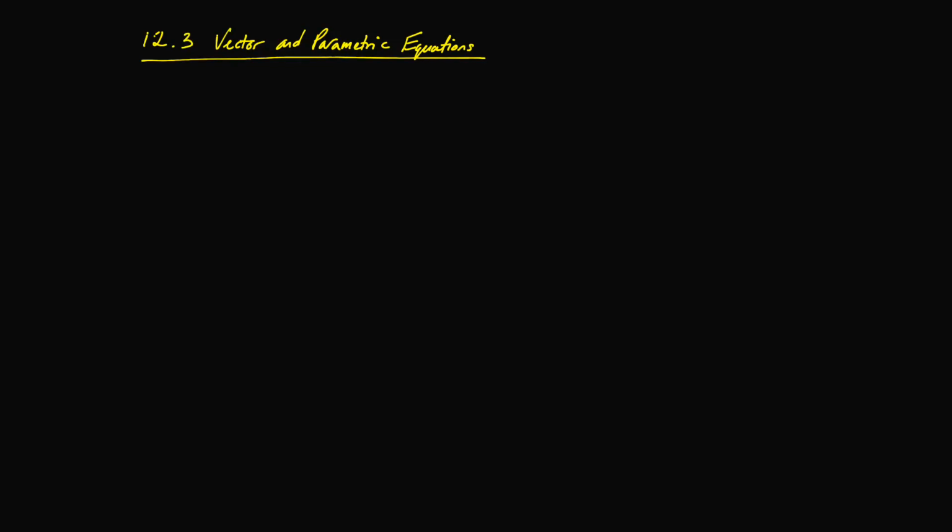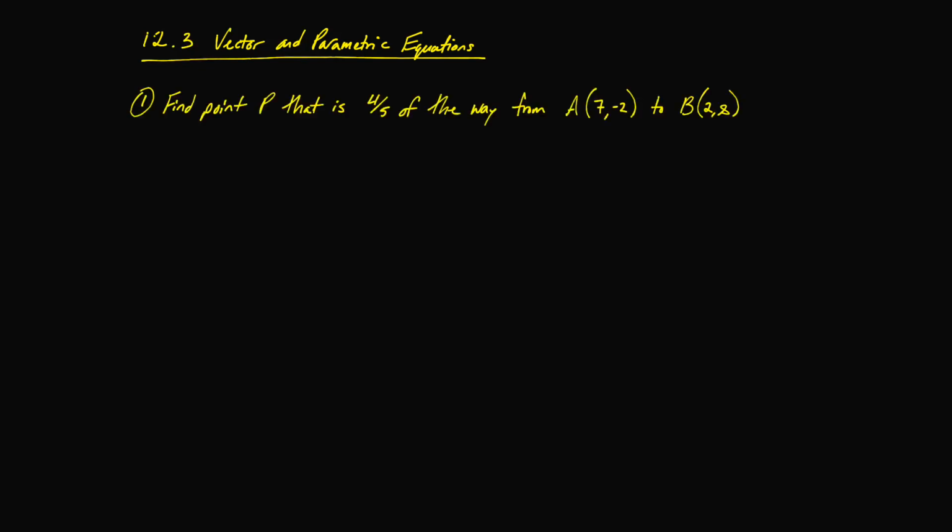Hello class, today we're going to work on vector and parametric equations, but we're going to start with one question as a warm-up. For this one we're going to try and find point P that is 4/5 of the way from point A (7, -2) to B (2, 8). Take a moment and try this one out. We're about to review it.